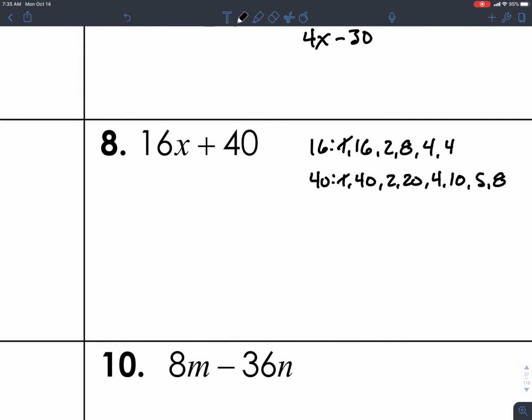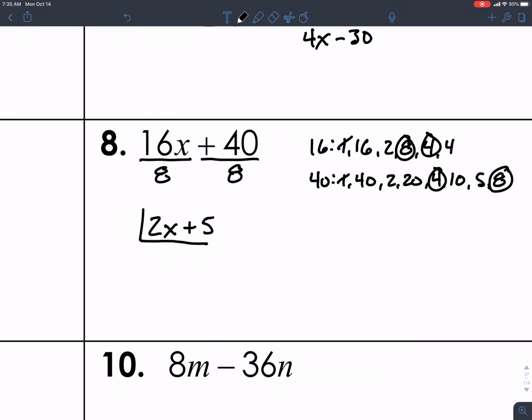So what is the biggest number? Because I see a couple of numbers. I see a 4 in both of them. I see 8 in both of them. So I'm looking for the greatest common factor, the largest number that goes into 16 and 40 evenly, that I can divide them by. Well, 8 is the biggest number because it's bigger than 4, right? So I can do an 8. So let's divide this by 8, divide this by 8. So 16 divided by 8 gives me a 2x. 40 divided by 8 gives me a positive 5. Oops, a little too early. I got to check my answer first. I got to put this in parentheses, put the 8 out front, and then check it.